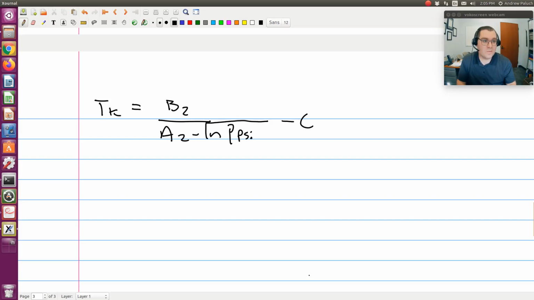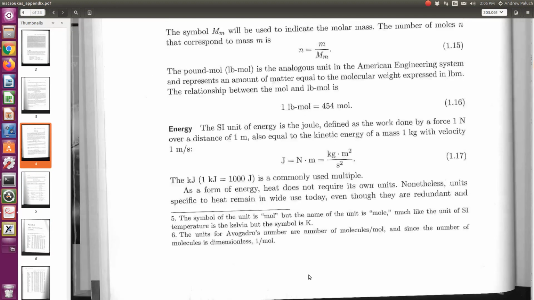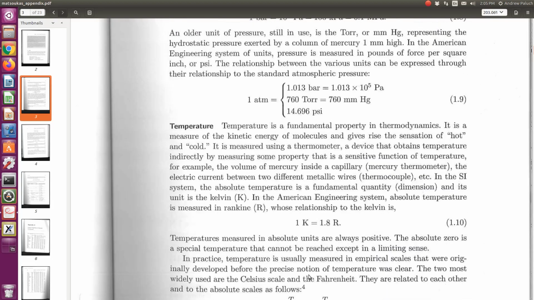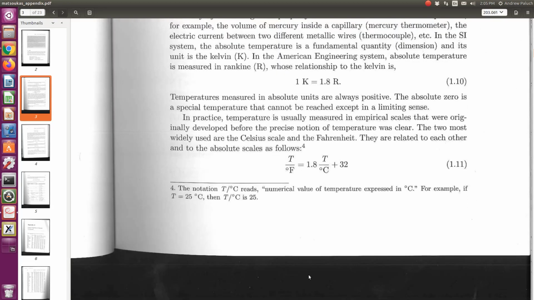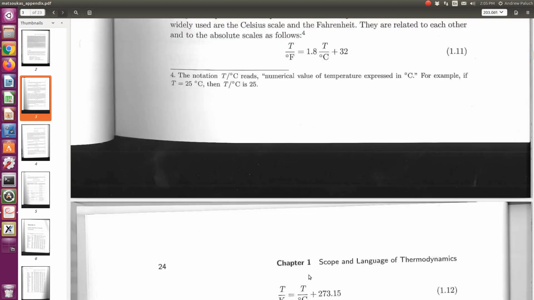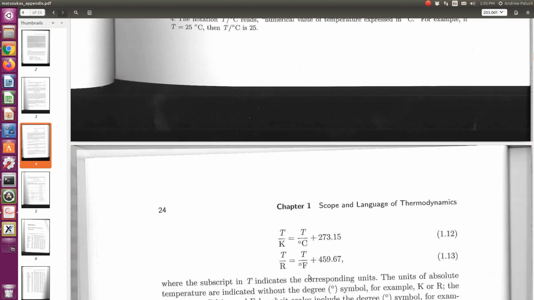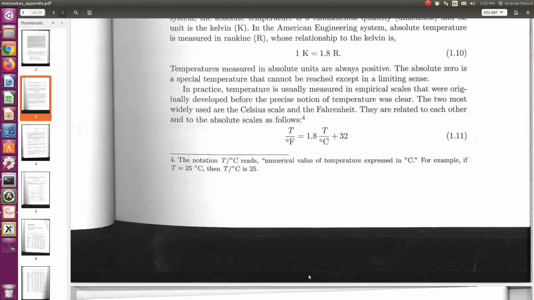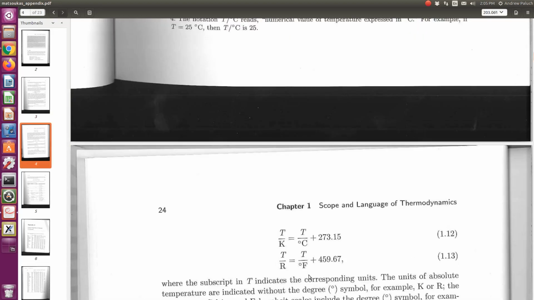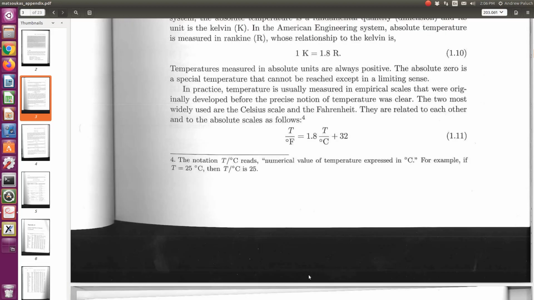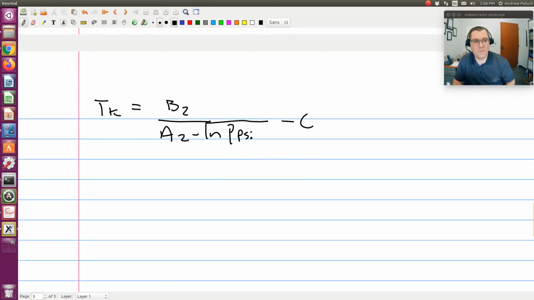If I go back to chapter 1, temperature is not in the table, but there is a section on temperature. Here's a conversion from Fahrenheit to degrees C. Then we have Kelvin to C, Rankine to Fahrenheit. So we can convert these equations however we want. We can go Kelvin to Rankine, and then Rankine to Fahrenheit. We can go Kelvin to degree C to Fahrenheit. All would do exactly the same. Let's go Kelvin to Rankine, and then Rankine to Fahrenheit.